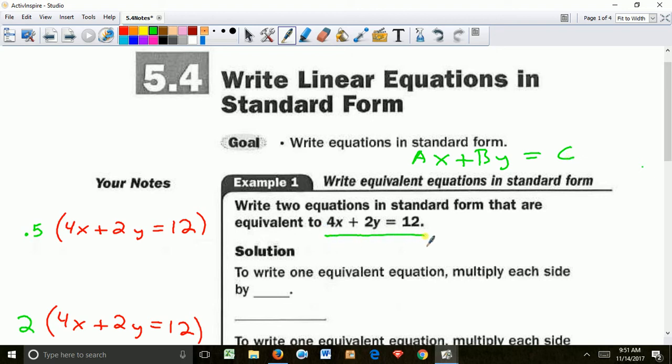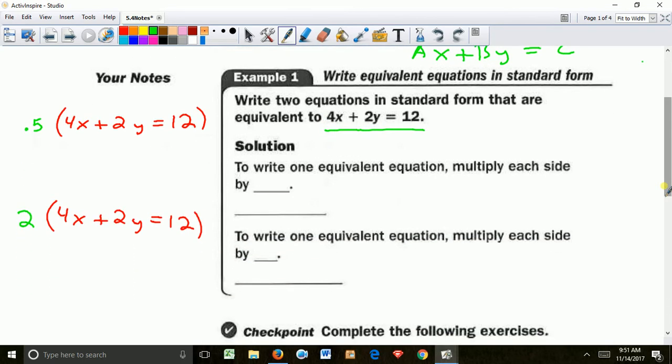The equation they give you is 4x plus 2y is equal to 12. So to write one equivalent equation, you can multiply each side by 0.5. When you're doing this, make sure you distribute your 0.5 through all the terms. If you take 0.5 times 4x, you're going to get 2x. And then 0.5 times 2y is a positive 1y. And then 0.5 times 12 is 6. So one equivalent equation is 2x plus y is equal to 6.